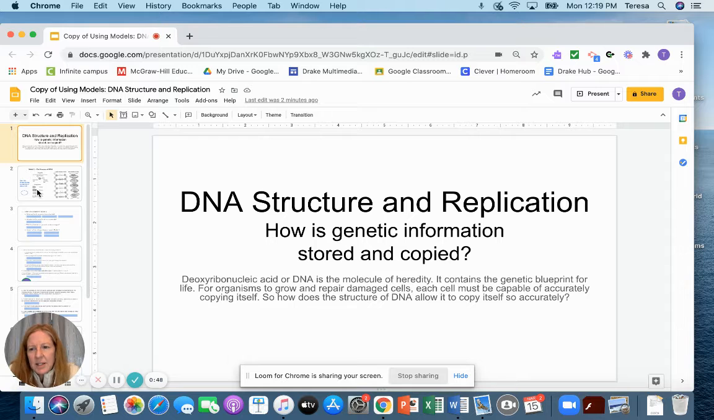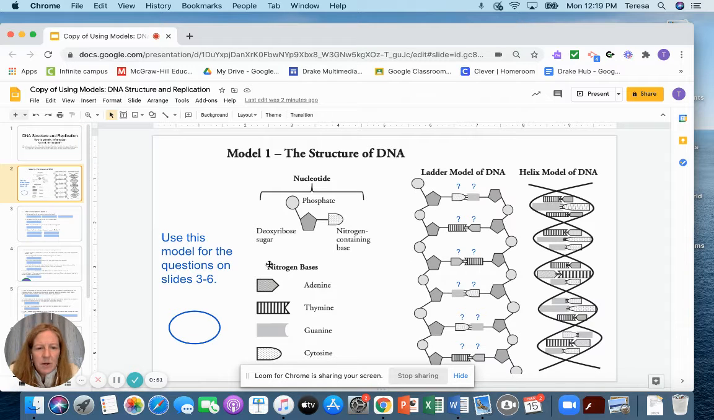Okay, so on slide 2, this is our first model that we're using for our lab today. You'll see that the model has 4 parts. There's the nucleotide portion, okay, up here. Then there's the nitrogen bases that are coded for on the bottom left. Then we've got the ladder model of DNA and the helix model of DNA. We are going to be referring back to slide 2, so you'll have to flip from slides 3, 4, 5, and 6 back to slide 2 to help you answer these questions.